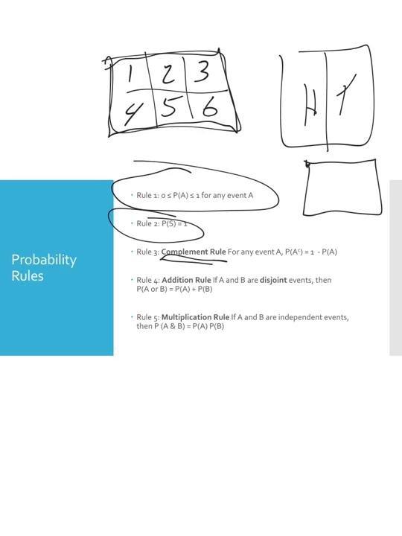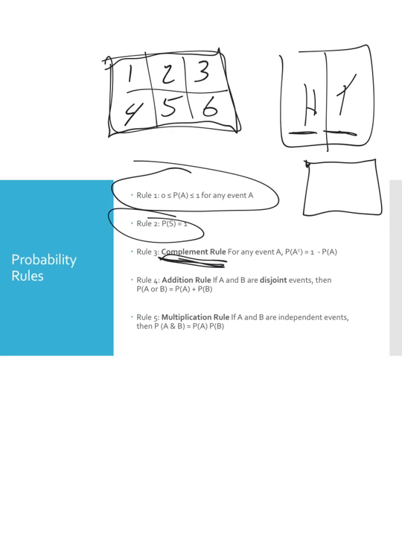Complement rule. Complement is like a heads and tails thing, where it's either this or it's everything else. So complements could be like the heads versus the tails: 1 minus the probability of heads gives you tails.